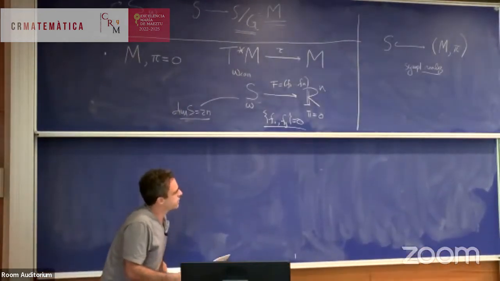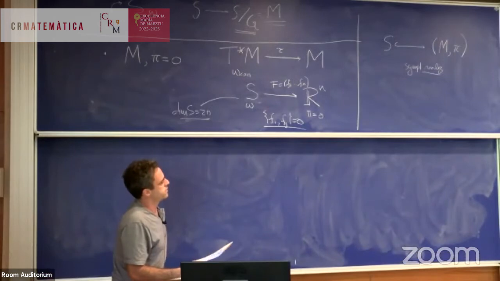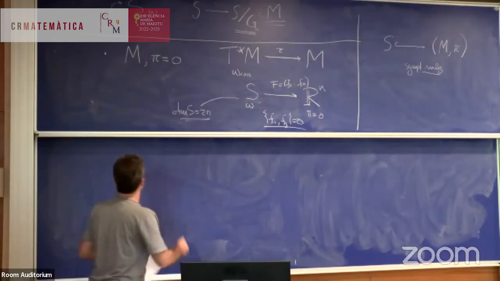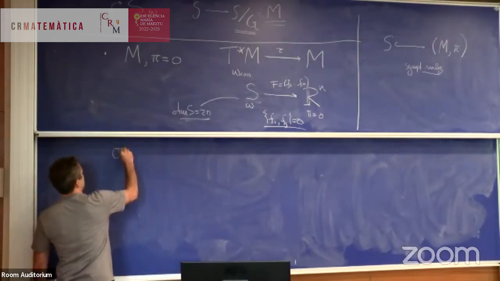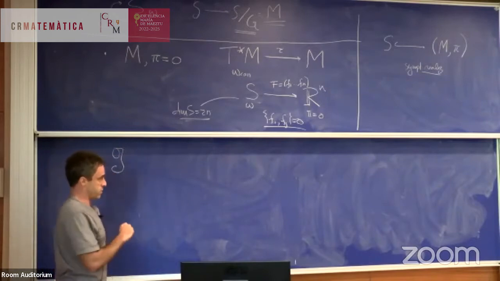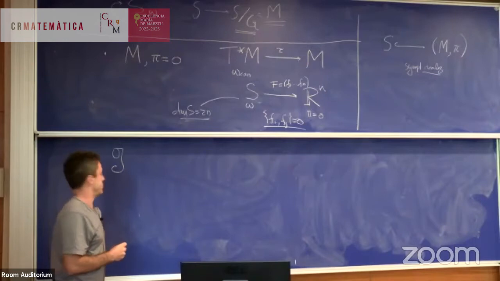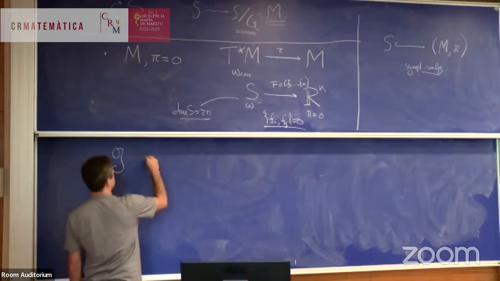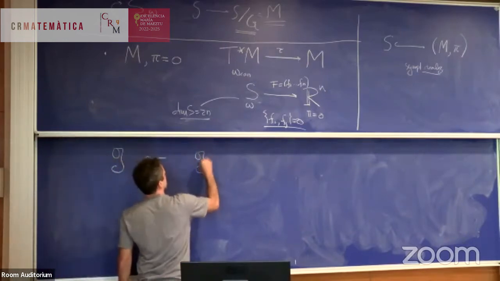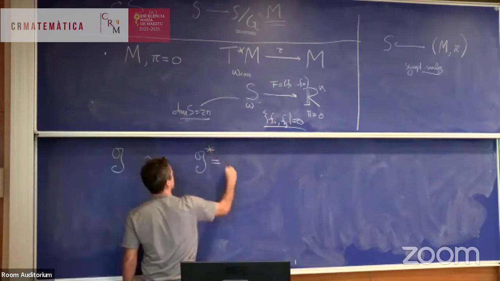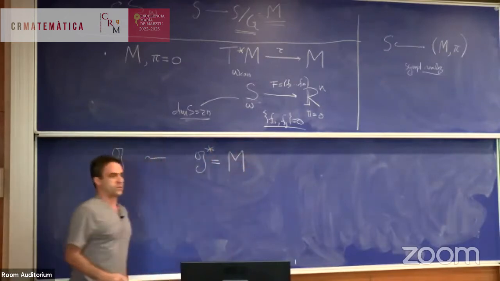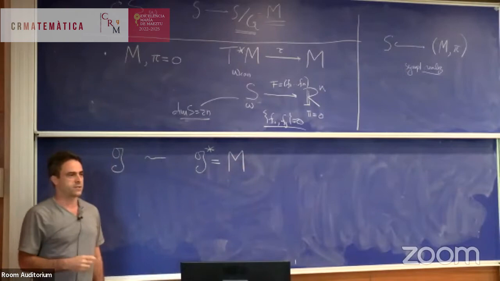And the other example where this is relatively simple to describe is, remember that a class of Poisson manifolds was obtained from Lie algebras, the so-called linear Poisson structures. So if you have a Lie algebra, then you can consider its dual and wonder about symplectic realizations of that.